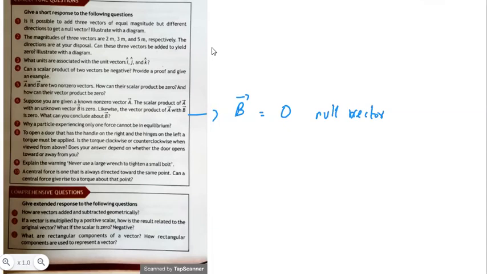Question number 7 is, why can a particle experiencing only one force not be in equilibrium?